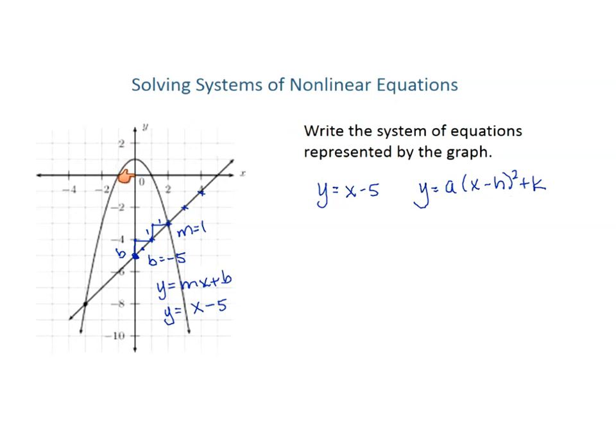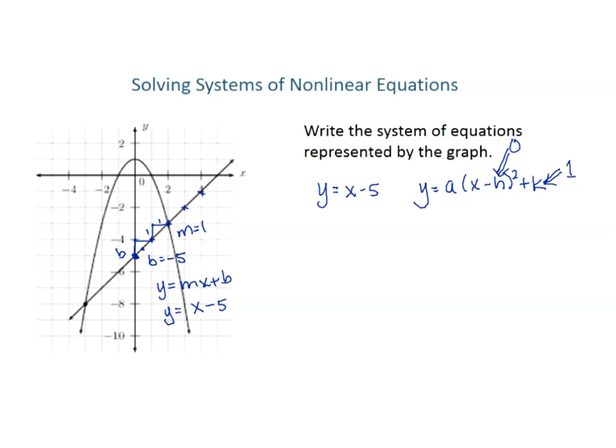So you can see here that the vertex has moved up 1 spot, which means that this K right here is going to be a 1. The vertex has not moved off of the axis, so it hasn't moved anywhere left or right, which means that our H is going to be 0.